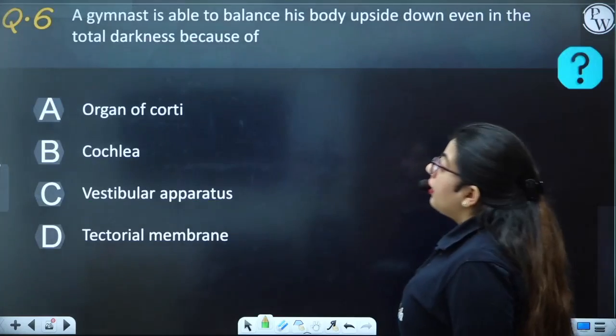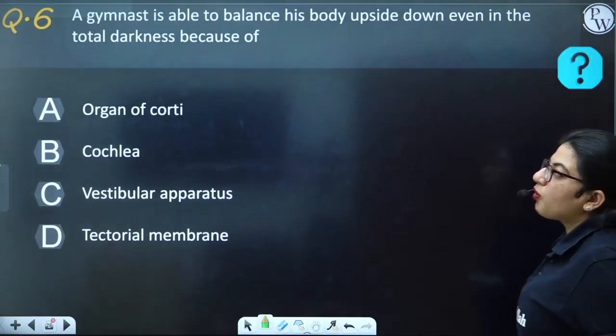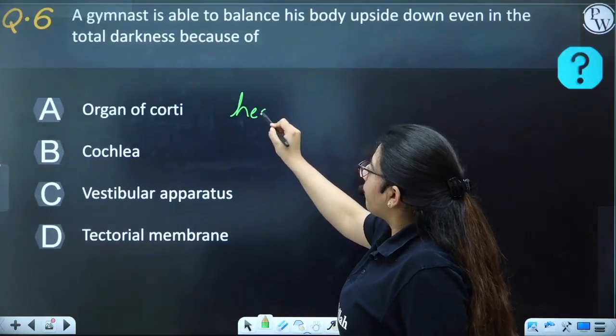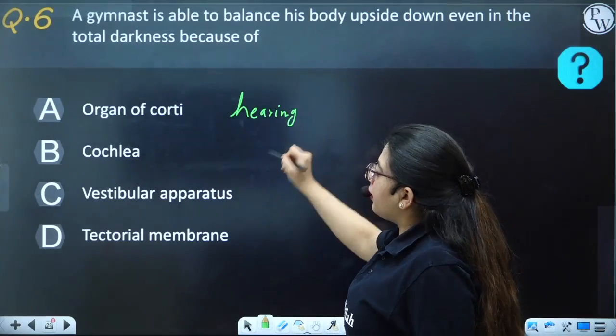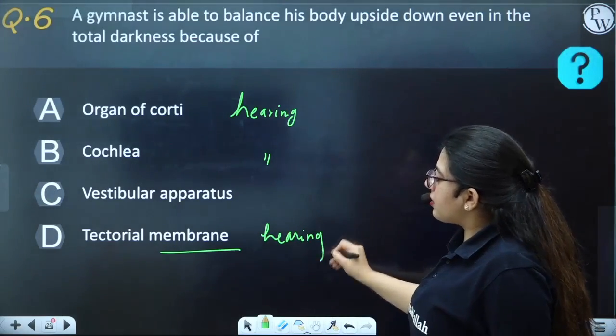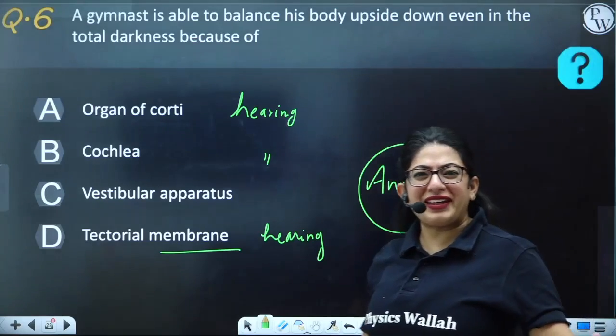Next. A gymnast is able to balance its body upside down even in total darkness because of what organ helps in balancing? This helps in hearing. Cochlea also helps in hearing. Tectorial membrane is also responsible for hearing, whereas the vestibule helps in balancing. What's happening? Everything is C.